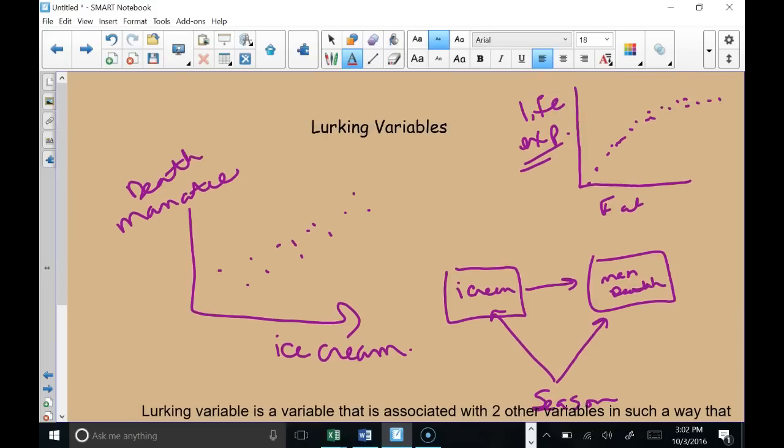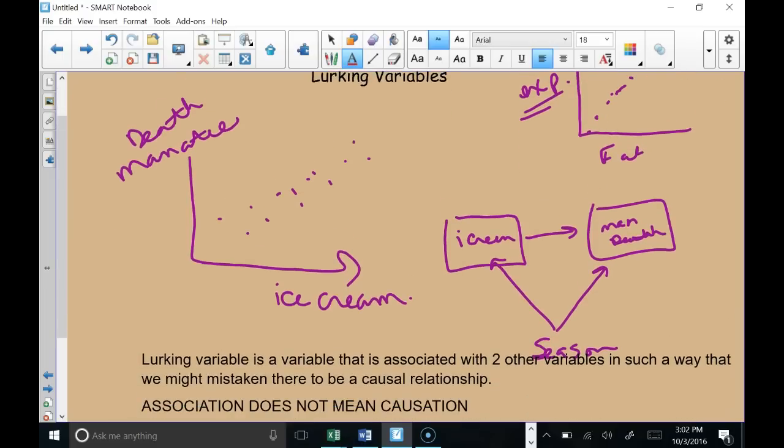So I ask you, if you go back to the original example of fat versus life expectancy, what do you think the lurking variable is? Well, I'll throw it out there that it's the wealth of the nation. Wealthier nations tend to consume more fat, but they also usually have better medical care, which causes longer lives. So again, just because we see an association, I'm getting tongue-tied, doesn't mean that we have causation.